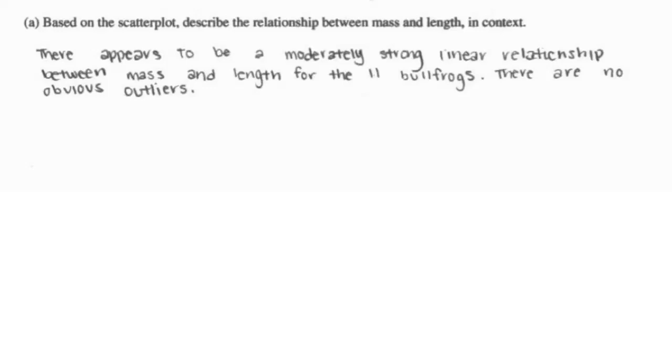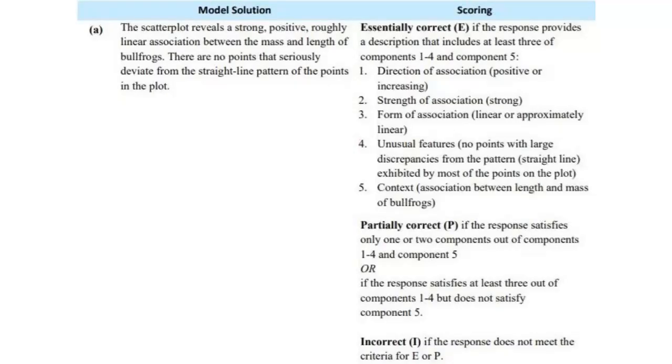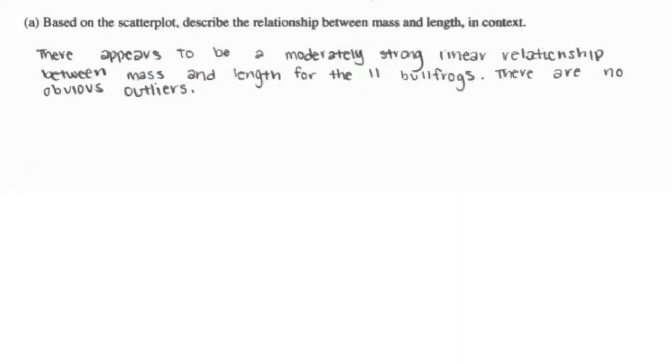Yes, 3 things in context. Remember, you have to have 3 of these 4: direction, strength, form, unusual features. Remember, that's our DUFS. And you have to have context. As long as they get 3 of the 4 plus context. They have moderately strong, that's 1. They have linear, that's 2. They have there are no obvious outliers, that's 3. And they have our context: between mass and length for the 11 bullfrogs.